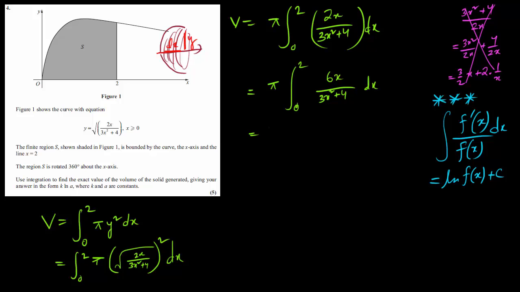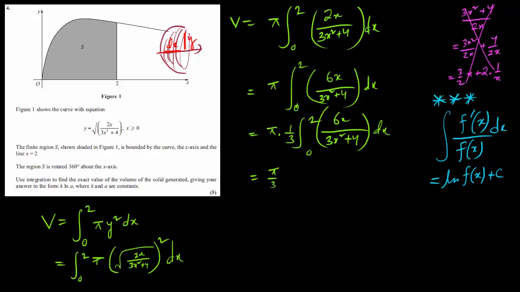So it means we can write pi times 1 by 3, 0 to 2, 6x over 3x squared plus 4. All we did was change the algebra, that's all. Nothing else. So instead of writing twice x, we are writing 6x divided by 3. So it is the same as twice x. Now we have changed the format, we can do the sum. So pi by 3. Integration of this, this is f x and this is f prime x. So the rule says it is going to be ln of f x, which is 3x squared plus 4. So that is the idea. So we have the limit 0 to 2.